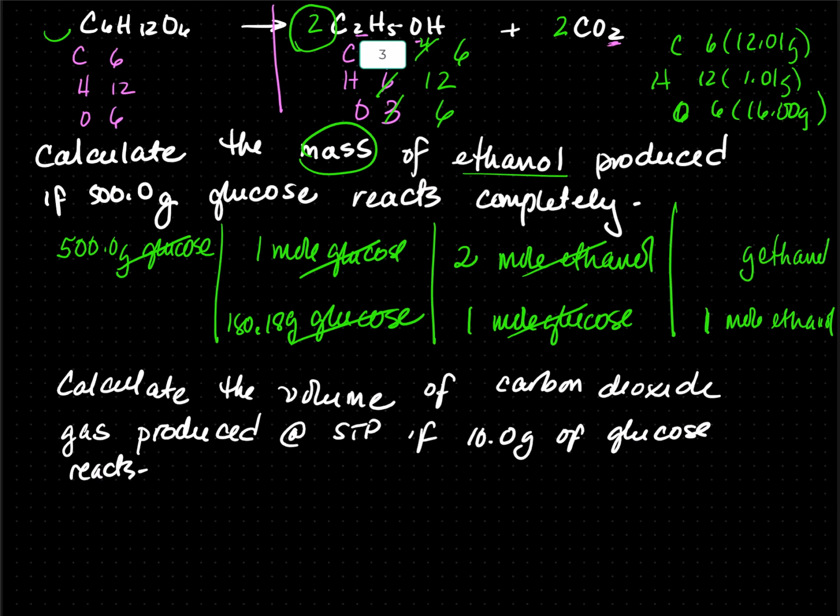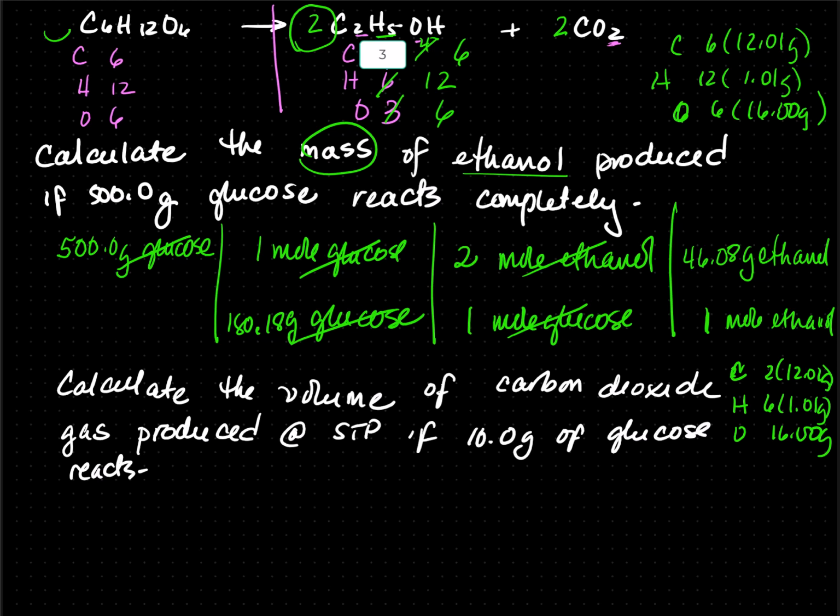So ethanol, there are 2 carbons, 2 times 12.01 grams. There's 6 hydrogens. The reason there's 6 is there's 5 here and a hydrogen at the end. This is going to be 6 times 1.01 grams. And then there's 1 oxygen, which is 16.00 grams. If I add all of these up, I'm going to get approximately 46.08 grams of ethanol.